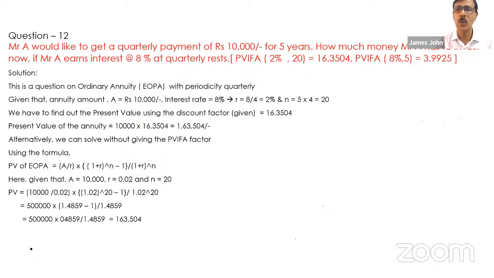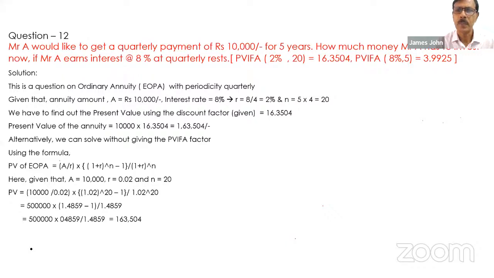One is wrong. If you take PVIFA 8%, 5, that gives you the present value interest factor of an annuity where 8% is the interest rate and 5 is the number of years. Here the annuity periodicity is quarterly, so the number of annuity payments is 5 into 4, 20. So you have to take that factor, not the 5. 5 means for 5 years he is depositing and getting 10,000 every year. The other one, every quarter he is getting 10,000.